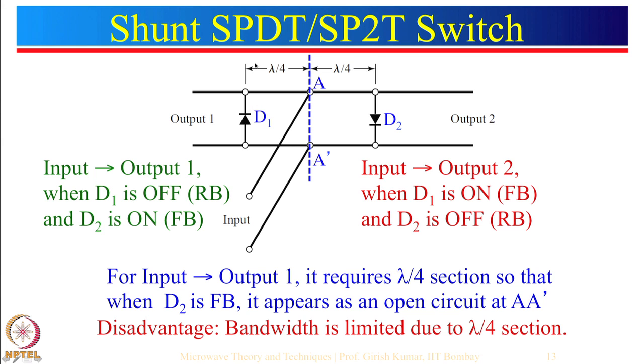But if we did not have this lambda by 4, what will happen in that particular case? If D1 was connected right here, and if it is forward bias, which means it is short circuited, then nothing will go over here, in fact everything will reflect back. But by putting this lambda by 4 length, what happens now?